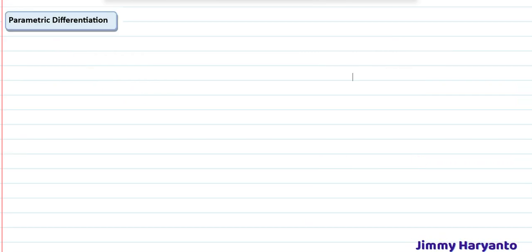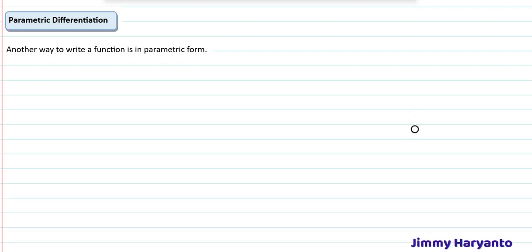Okay, next is parametric differentiation. After we learn that an expression can be written in the implicit function, next is parametric function.